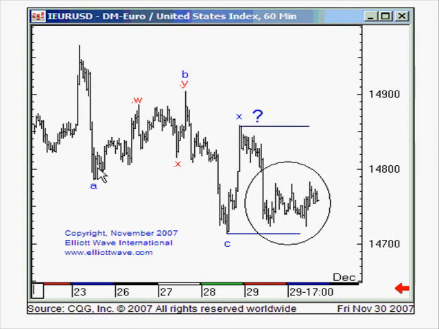This is impulsive. This is impulsive. Even this is impulsive. This is corrective. So again, this also bolstered the idea that the dollar was going to strengthen. So this chart would go lower as the euro weakened.